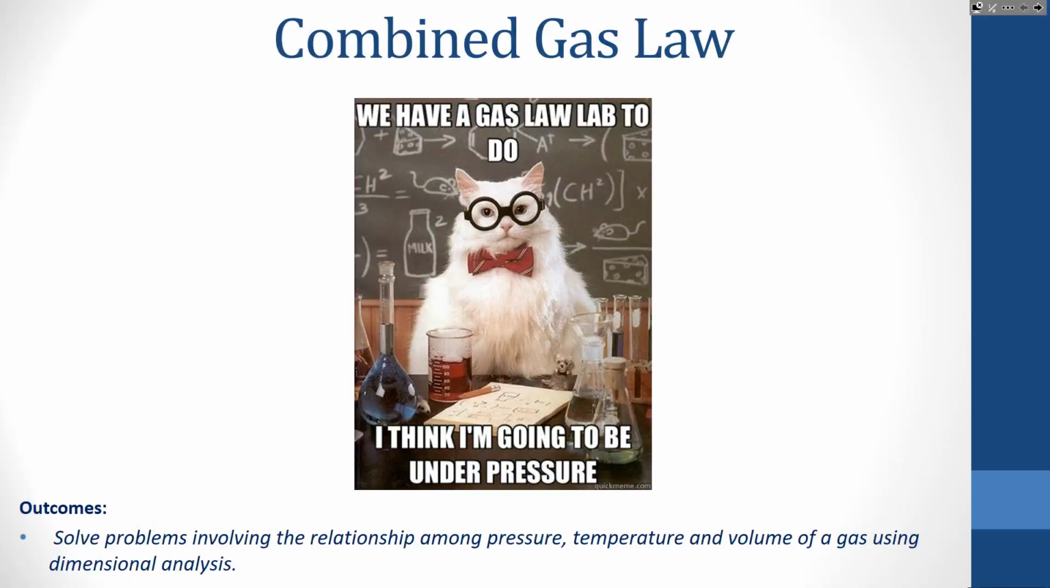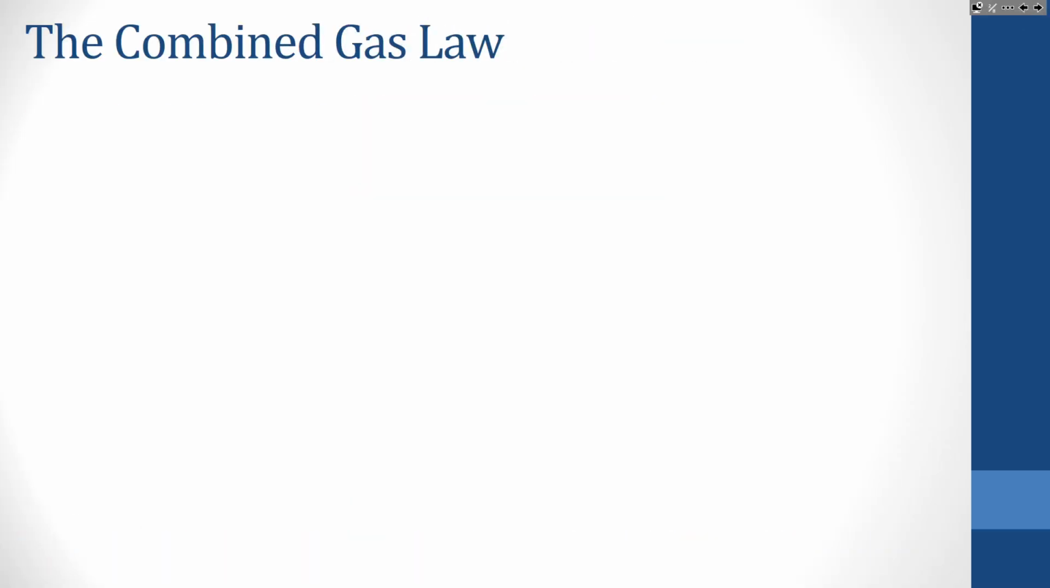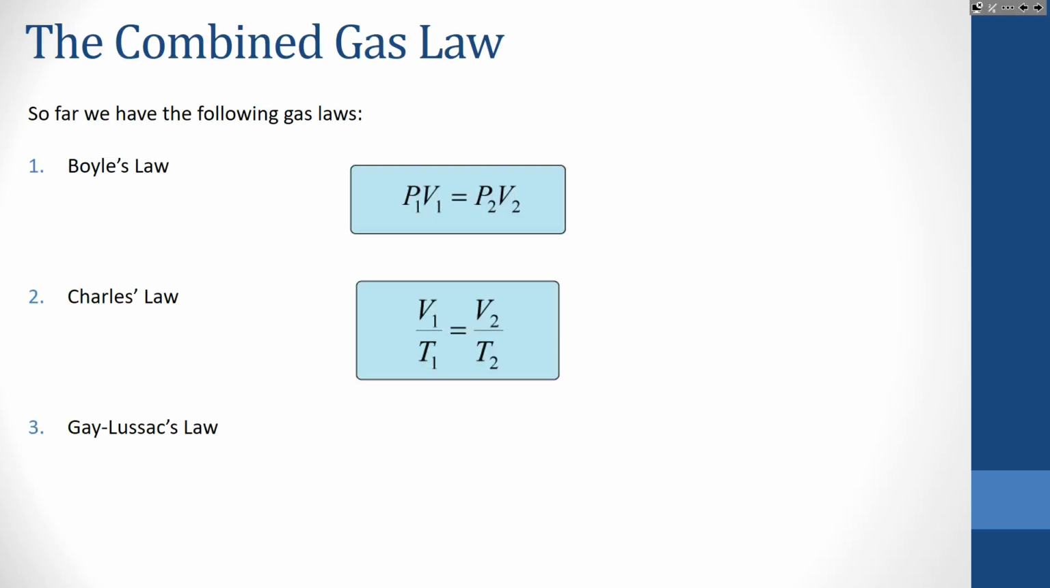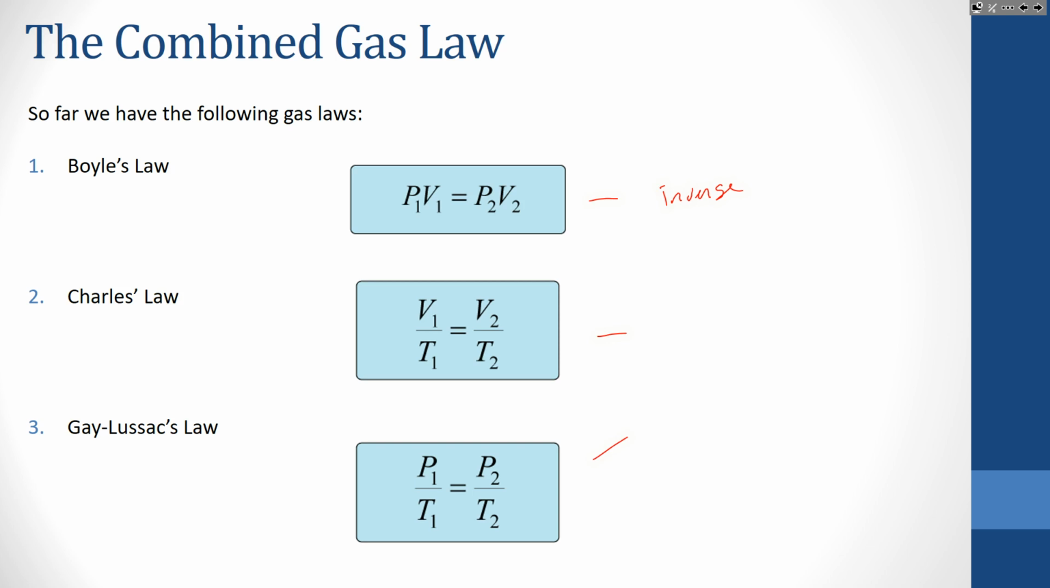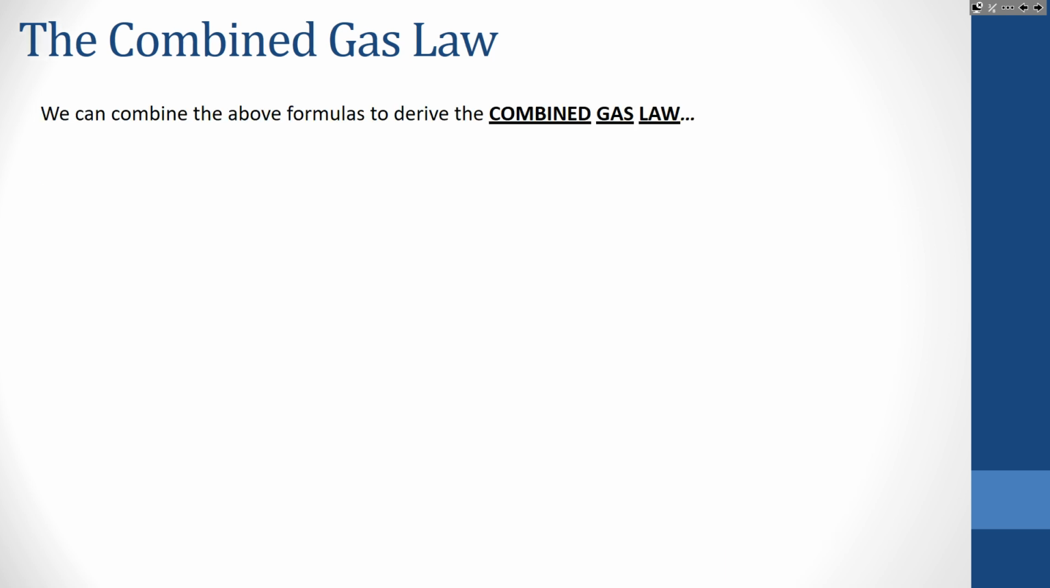So today we're going to look at the combined gas law. The combined gas law is just a way of combining all three laws that we've done. If we look, we've got Boyle's law dealing with pressure and volume. Remember that is inverse. And we have Charles' law and Gay-Lussac's law dealing with volume and temperature, and pressure and temperature. Those are direct. To simplify this, because all three variables are related to each other in one way, shape, or form, we can combine them.